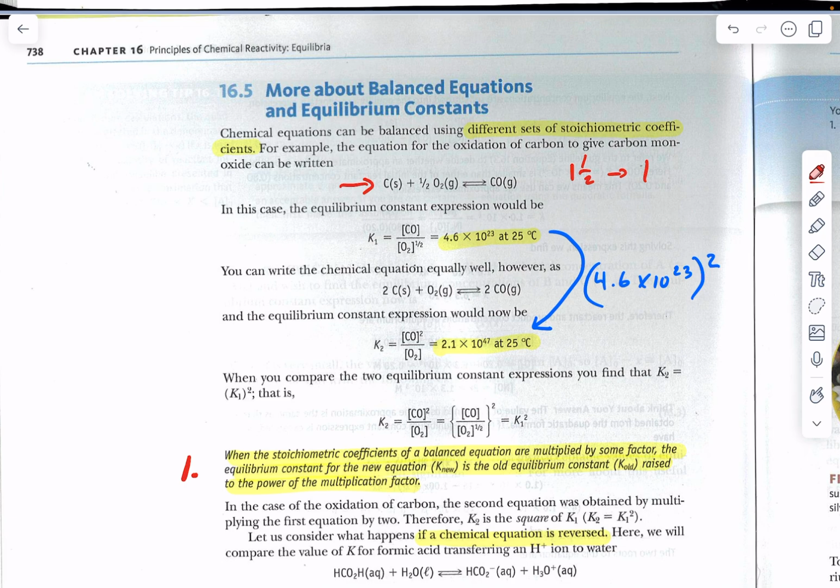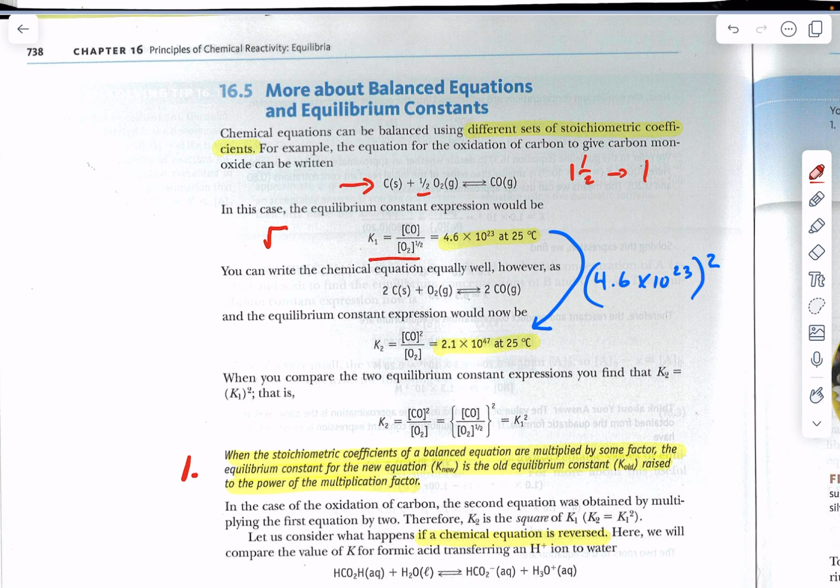So you'll notice we have a fraction in our balanced equation. If we set up the equilibrium expression, it's as you expected, and we have a fraction for oxygen in the denominator. That fraction of 1/2, of course, means to take the square root. And we get a value of 4.6 times 10 to the 23rd, which implies that at the right temperature, in the right conditions, this is actually a favorable reaction.